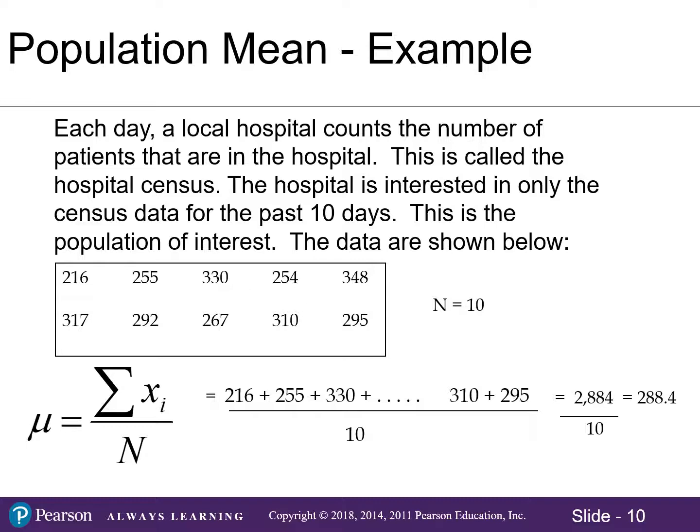All right. Here's a quick little example of that. If we look at a local hospital, their number of patients in the hospital every day changes quite a bit, as you can imagine. So here's their census of what's happening in the last 10 days. This is considered a population because I'm doing the entire hospital over a 10-day period. You're going to add all 10 of these up, which is what I'm doing right down here in that fraction at the bottom of the page, and divide by 10 because that's how many days we did this. And when you add that up and then divide, you get 288.4.